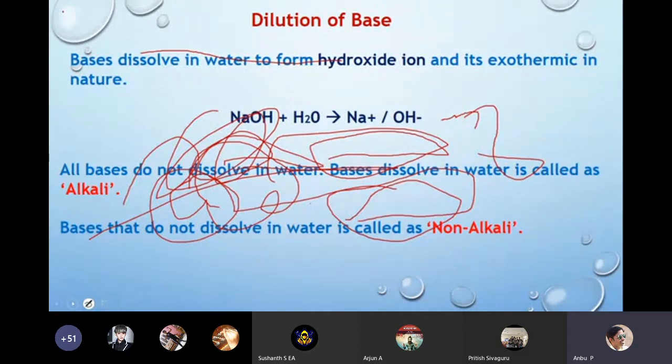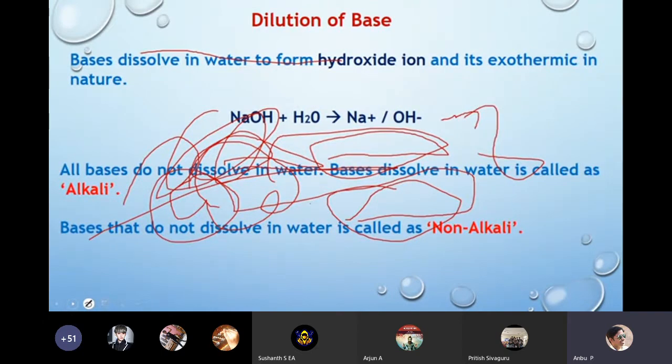Okay, the next one is what is going to happen with the base. Dilution of base. Bases dissolve in water to form hydroxide ion, and it is also exothermic in nature. So remember, acids combine with water to form hydronium ion, but bases combine with water to form hydroxide ion, OH minus. So NaOH plus H2O gives Na plus and OH minus.